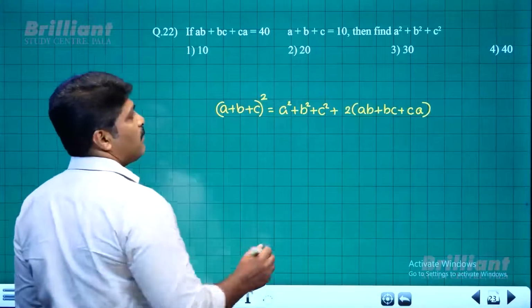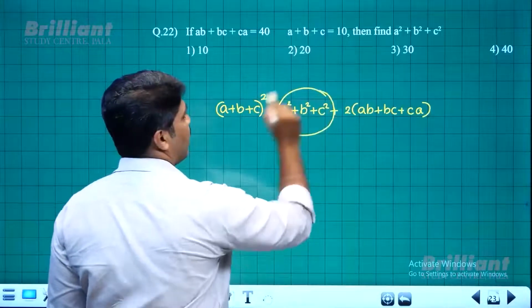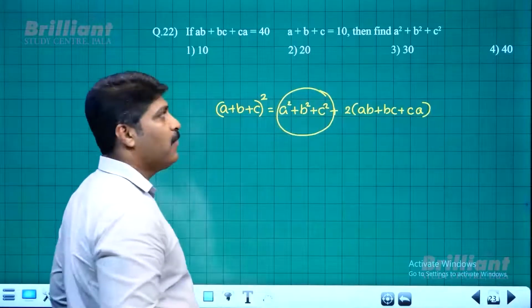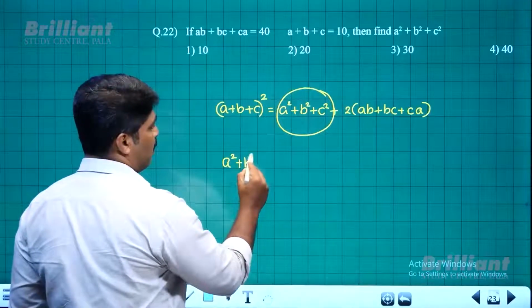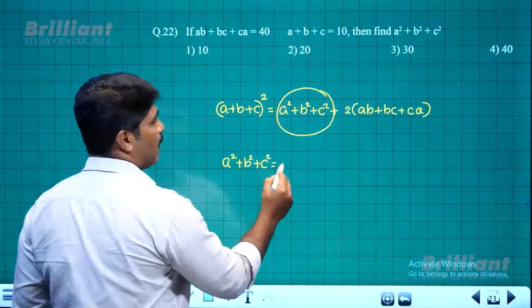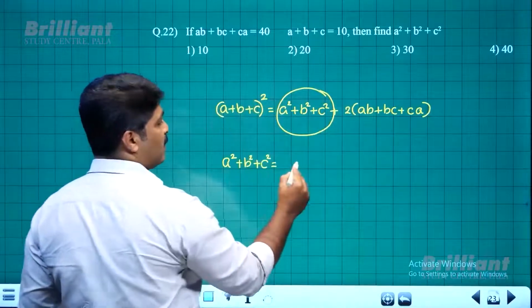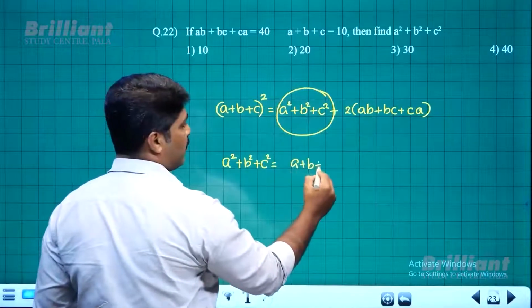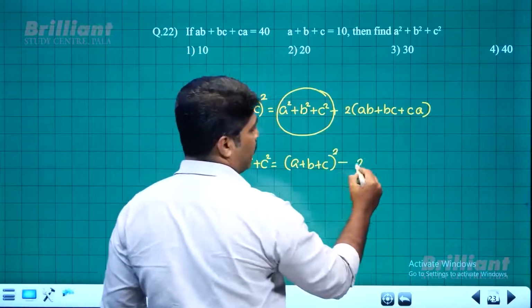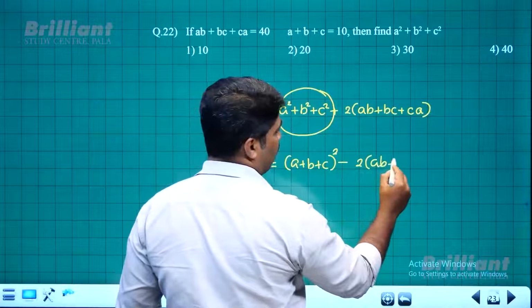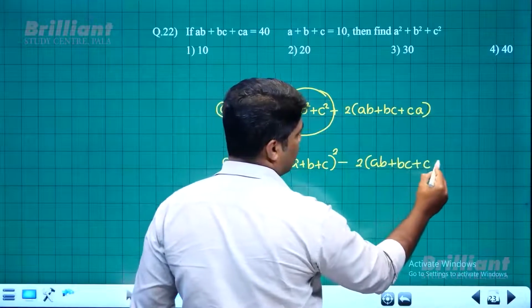So from this expression, consider what is A square plus B square plus C square. How to find that one? So that is A square plus B square plus C square. You just take the expressions towards the left side, that is A plus B plus C the whole square minus 2 times of AB plus BC plus CA.